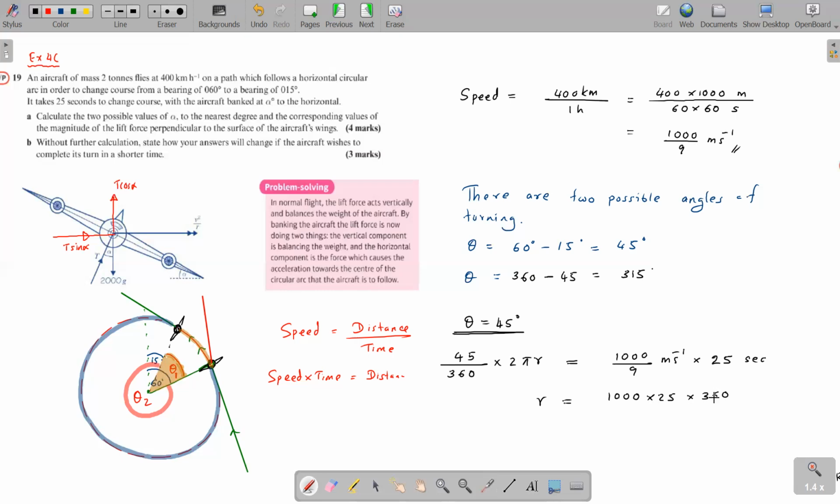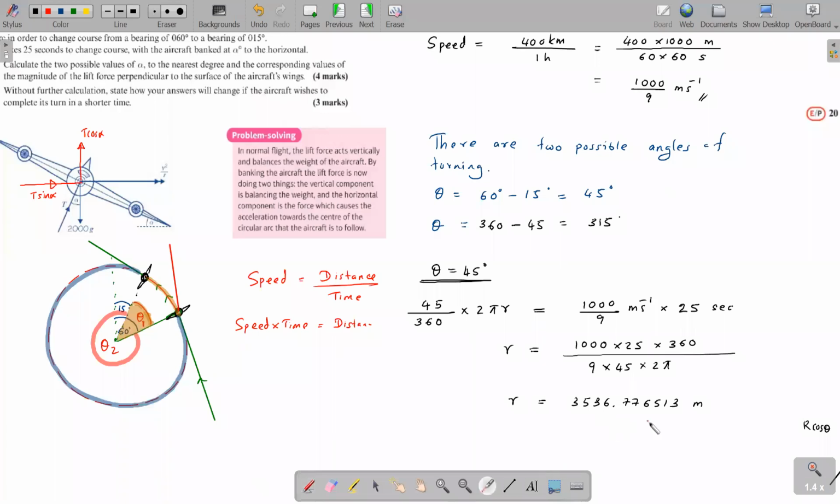1000 into 25 into 360. I have 9, 45, and 2 pi coming in the denominator, right? 1025, 360, 9, 45. Yeah. So this is all you need to type in the calculator, and you can get the value of the radius. Let's get the r value.